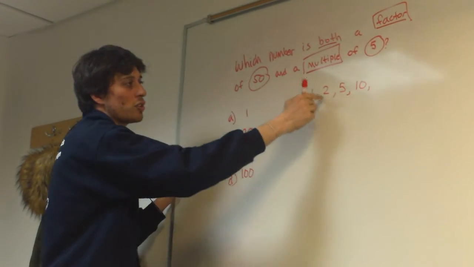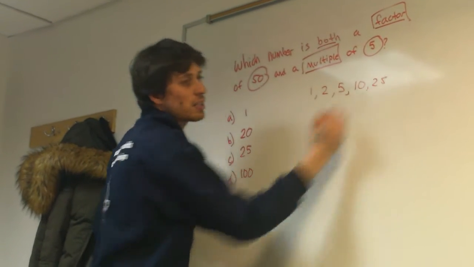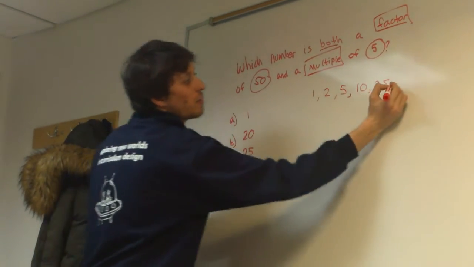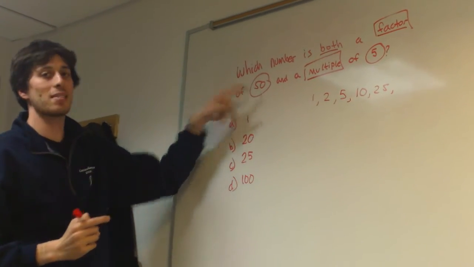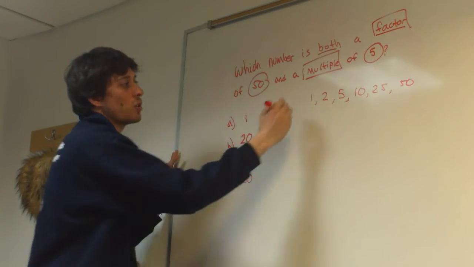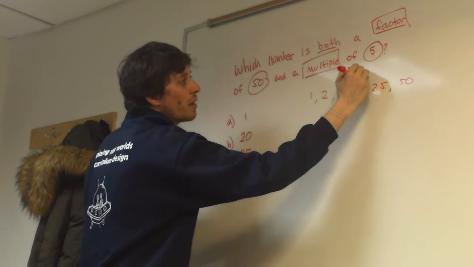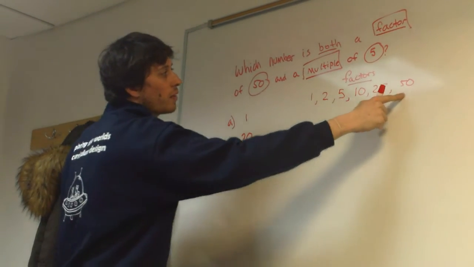I also know that we said 2 times something gets me 50. So 2 times 25 gets me 50, as well as 1 times something. 1 and itself are always factors, so I know 50 has to be a factor. So 1 times 50 gets me 50. I'm going to label that these are my factors of 50: 1, 2, 5, 10, 25, and 50.